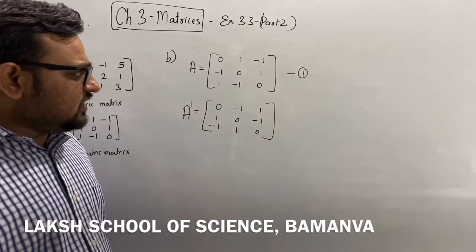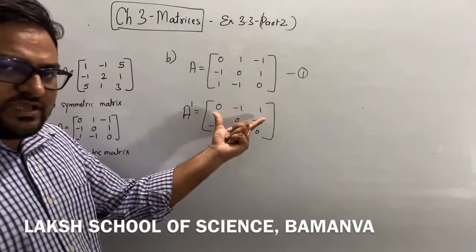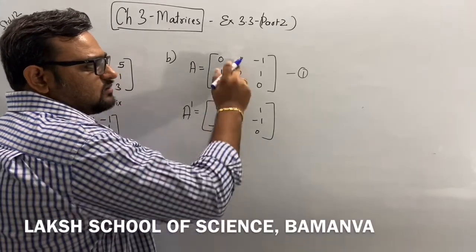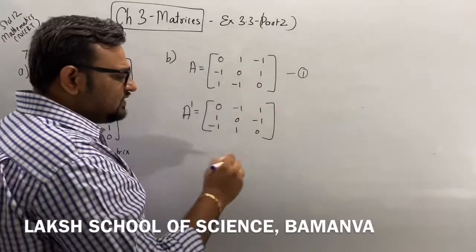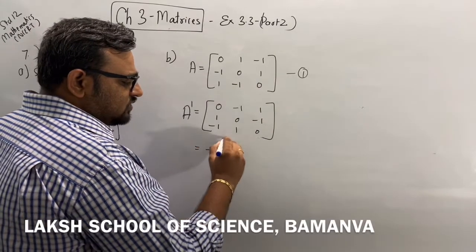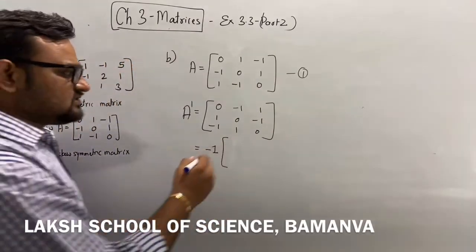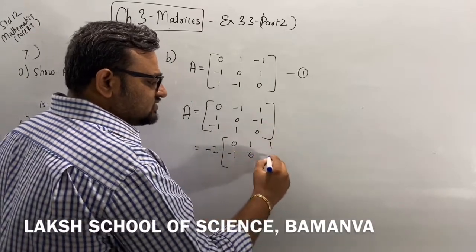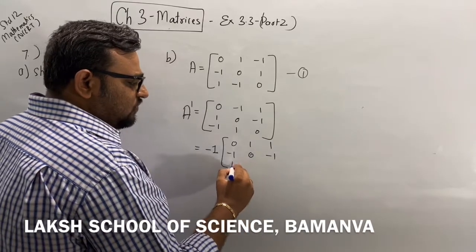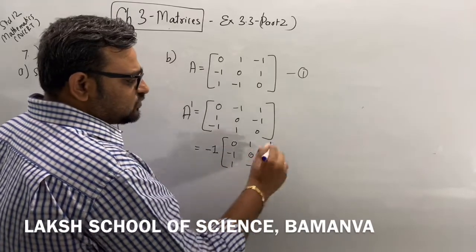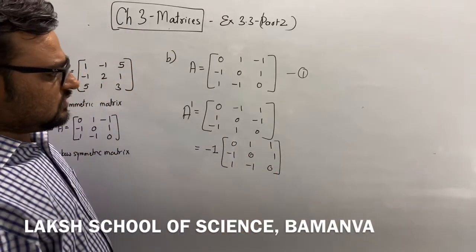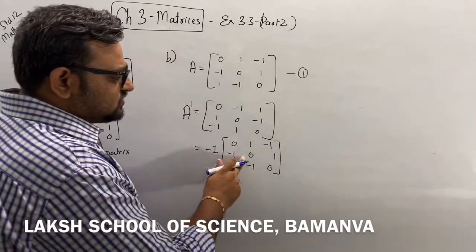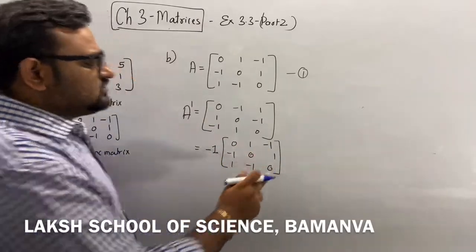Now you can see that here the first row is not the same. So let's take the minus sign common. If I take minus common, this will be plus 1, and minus common, this will be minus 1. So I can write it down, taking minus 1 from the matrix: 0, plus 1, minus 1, and here it will be plus 1, 0, then minus 1, 0, change the sign, 1, minus 1, 0.